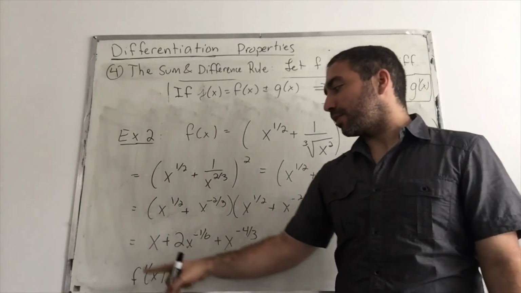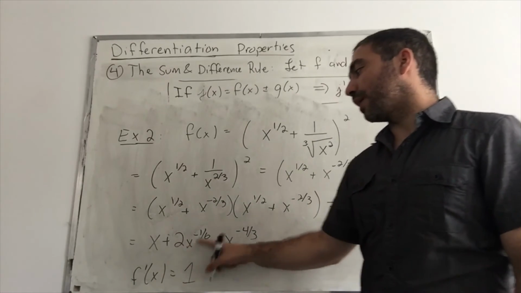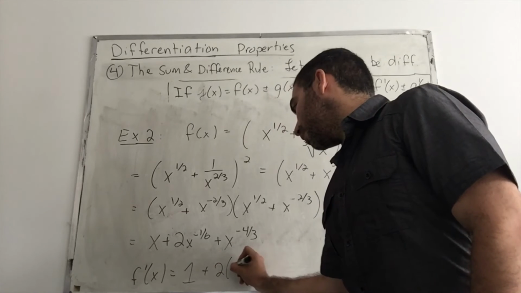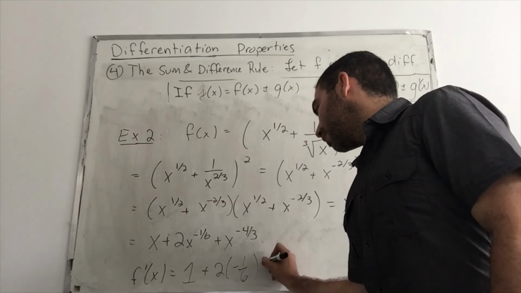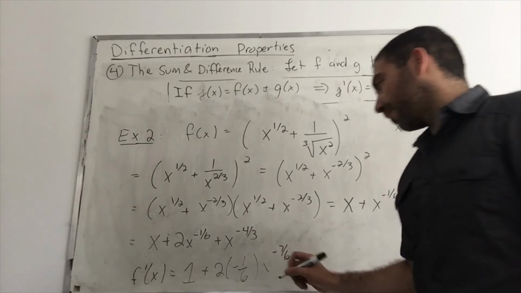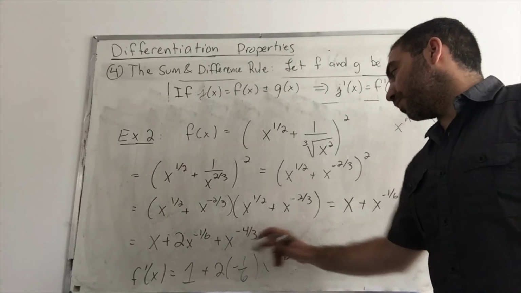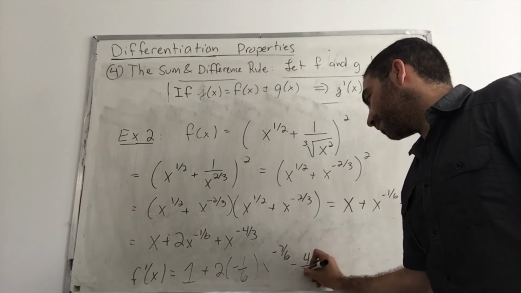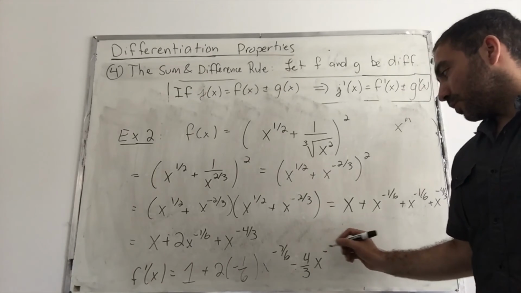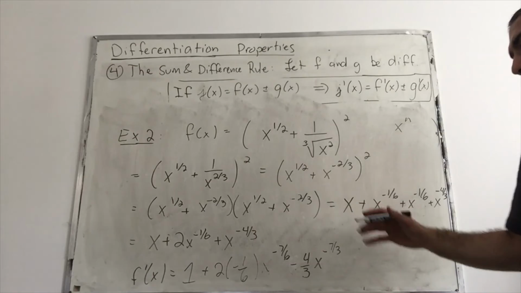well, the derivative of x we saw is 1. The derivative of 2x to the negative 1/6 is plus 2 times, we drop the negative 1/6, subtract the negative 1/6 by 1, we get negative 7/6. And same thing here, plus we drop the negative 4/3, we get minus 4 over 3 x to the, and then subtract this by 1. So minus 7/3. Okay. Now we just have to simplify.